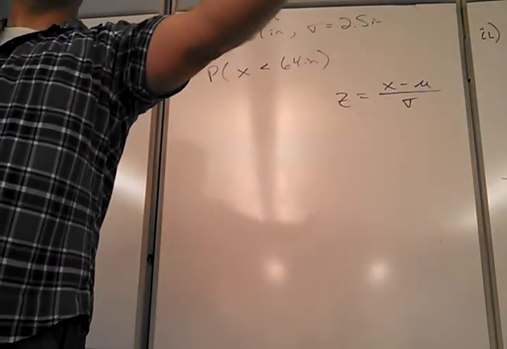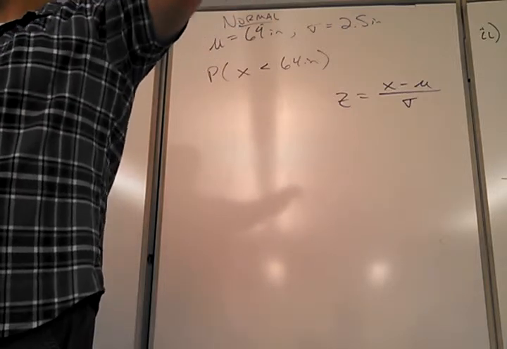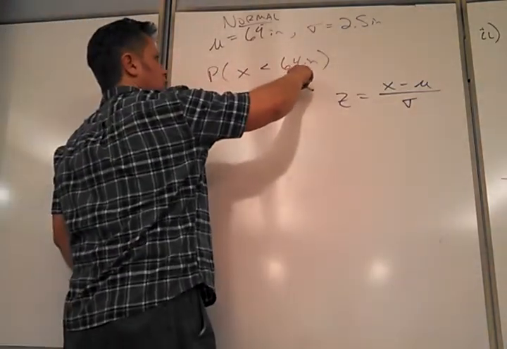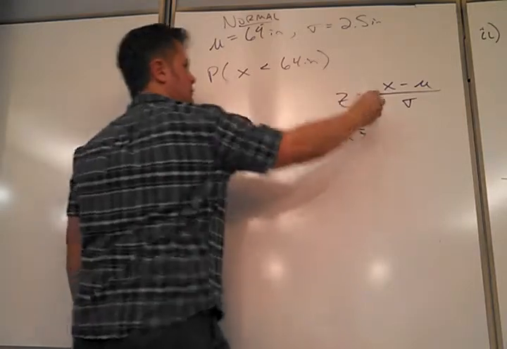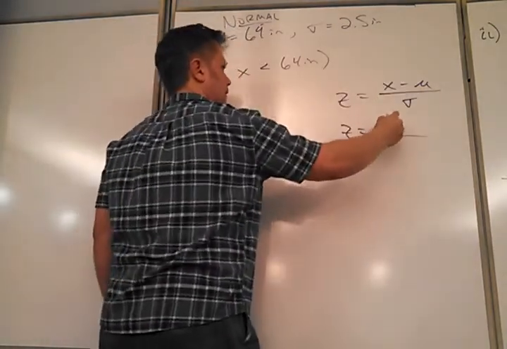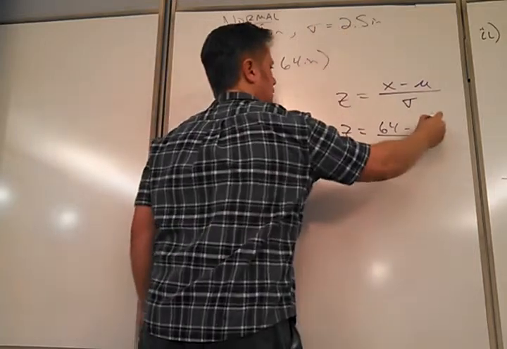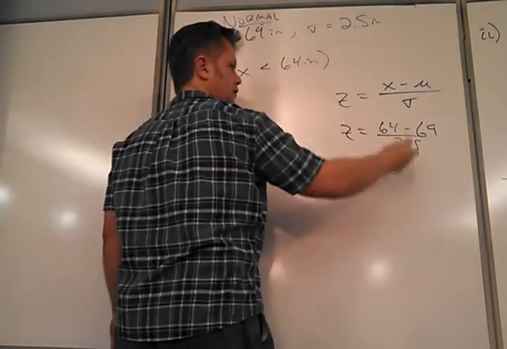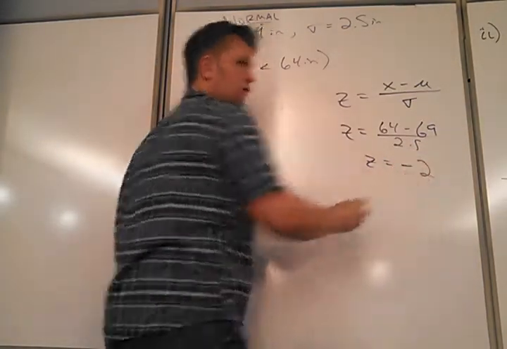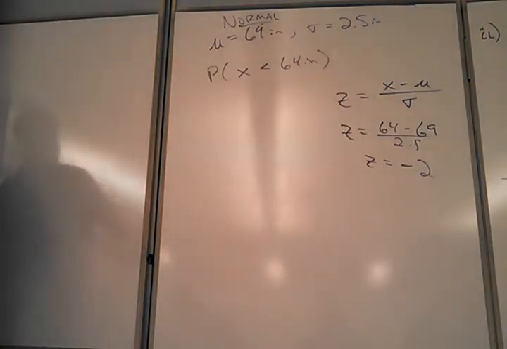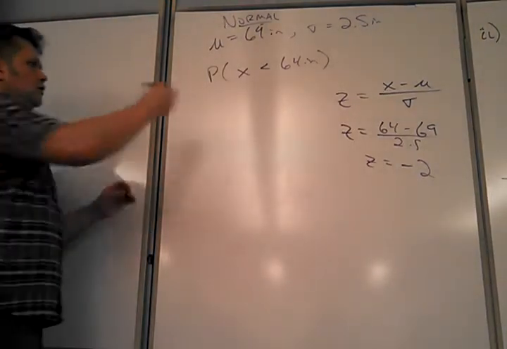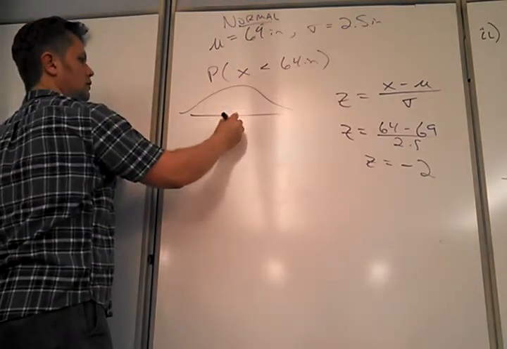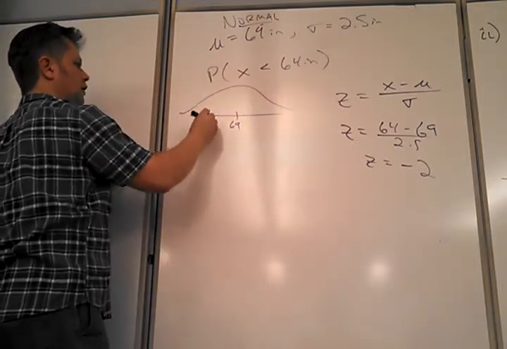So what does the z-score look like for 64 inches? How do I put this formula together? 64 minus 69 over 2.5. Almost: -2. And of course the negative just tells me that the score is below the mean. So if I draw this picture from the beginning, what goes right in the middle? 69. And I'm interested in the point 64. Shade in the area that you want. So I want the area that's below there.